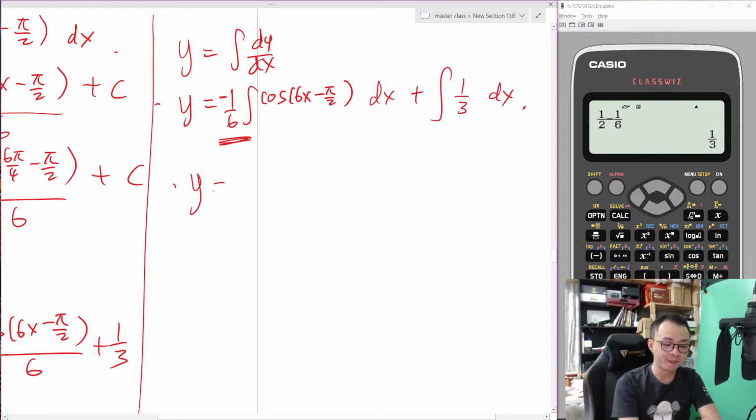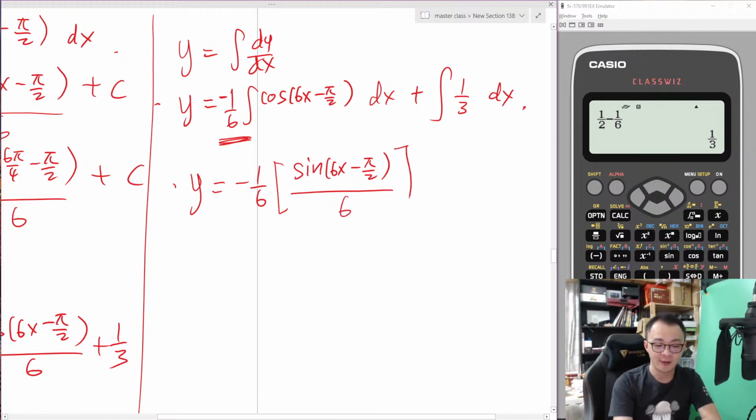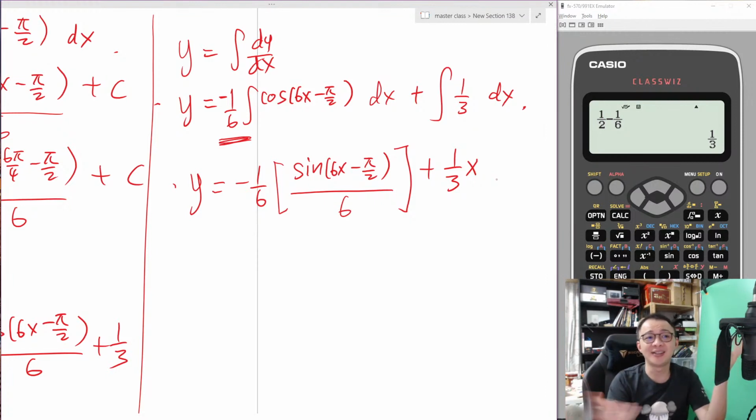Okay, so integrate here. Integrate cos gives me positive sine. So I get sine 6x minus pi over 2 divided by 6 again, because I differentiate 6x, get 6 here. Alright, then here I will do plus 1 over 3x. Okay, just now I already used plus c. So normally I will avoid using the same letter again to confuse the examiner. There's no point of doing that.